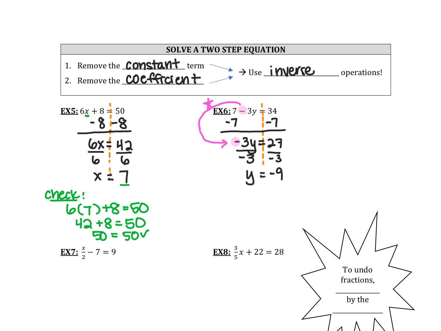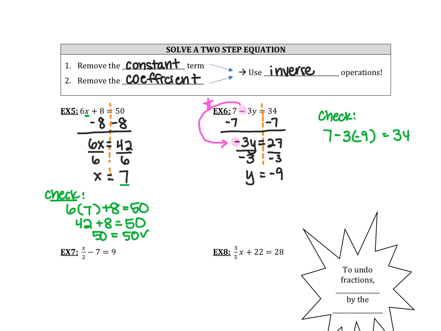And then I can check my work. When I check my work here, I just want to make sure I watch my signs. I have 7 minus 3 times what I think y is, and it should equal 34. And I think y is negative 9, so I'm going to substitute negative 9 in.